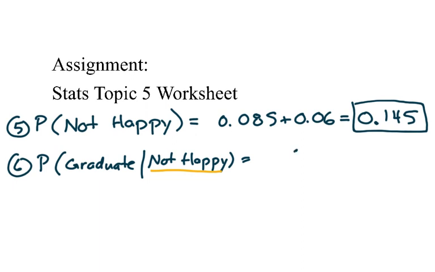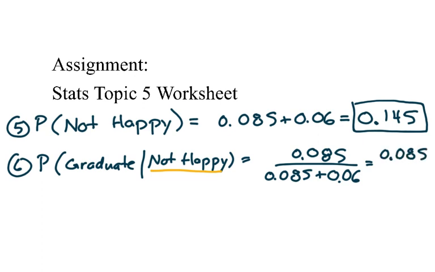So this will be 0.085 over 0.085 plus 0.06. So I should get 0.085 divided by 0.145, which basically gives us 0.5862.